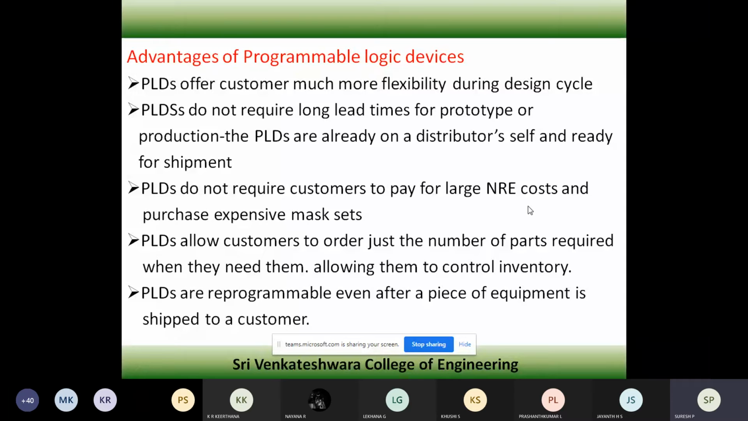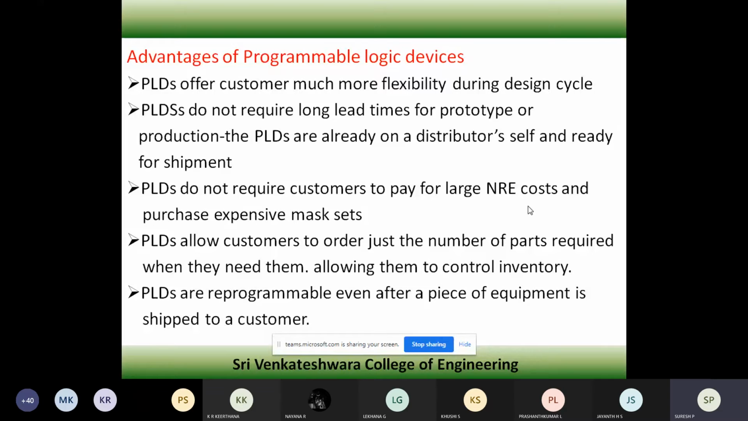Since it is available off the shelf, whenever I require it, I will program it and I will ship it. That's it. At that time, the non-recurring cost or research cost which you would normally have won't be incurred again. That is the first time investment.